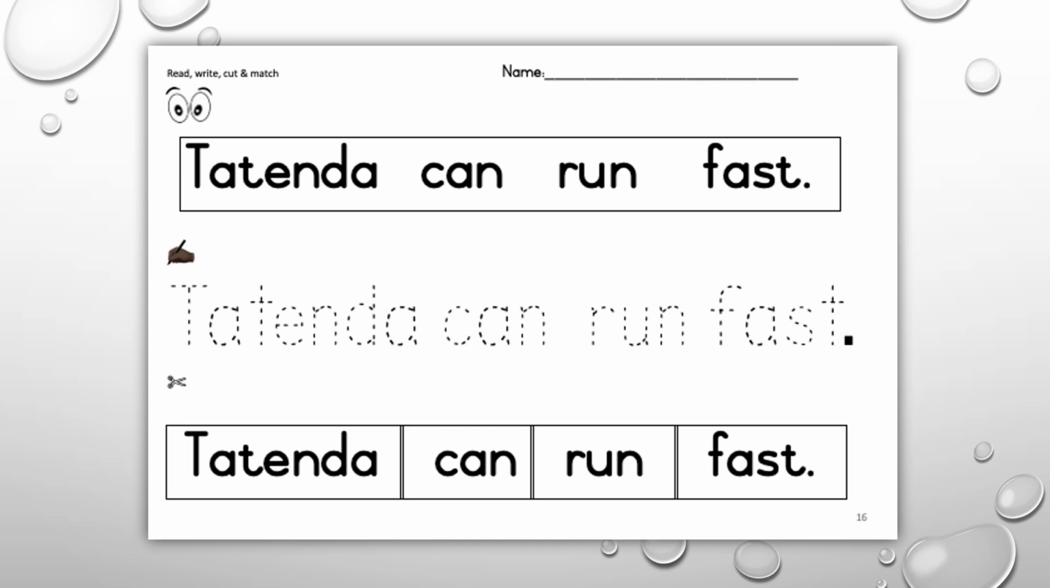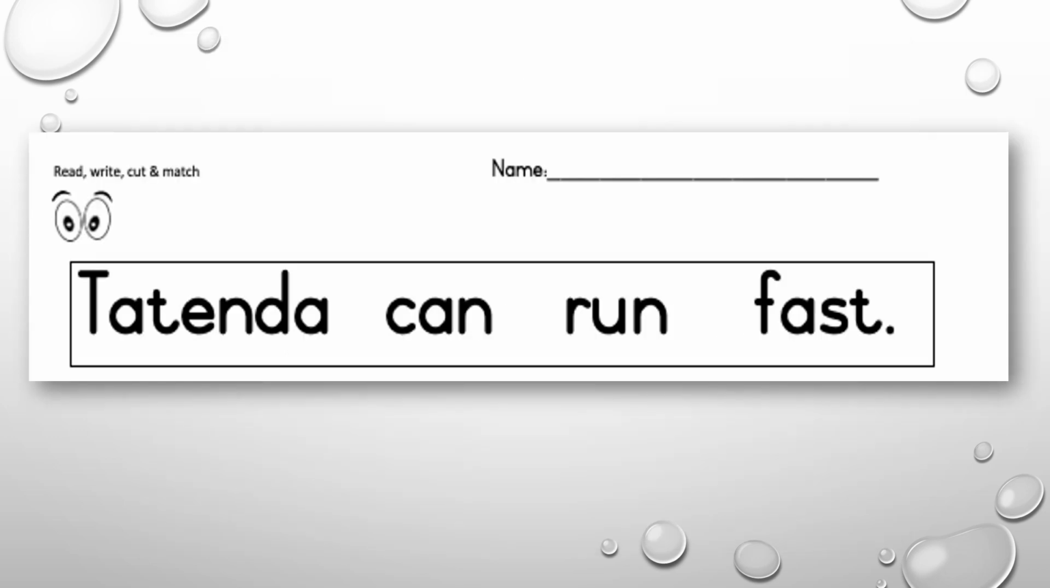And that's just strengthening their hand. When you finish that, then take out your glue stick and your scissors. You're going to cut off the bottom words. Can you see the little scissors? Cut across there. And then I want you to cut out Tatenda can run fast, and then you stick it on top of the sentence.